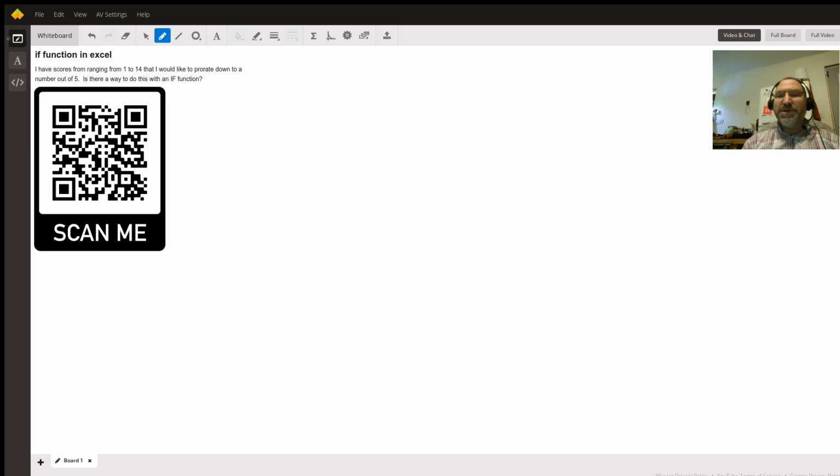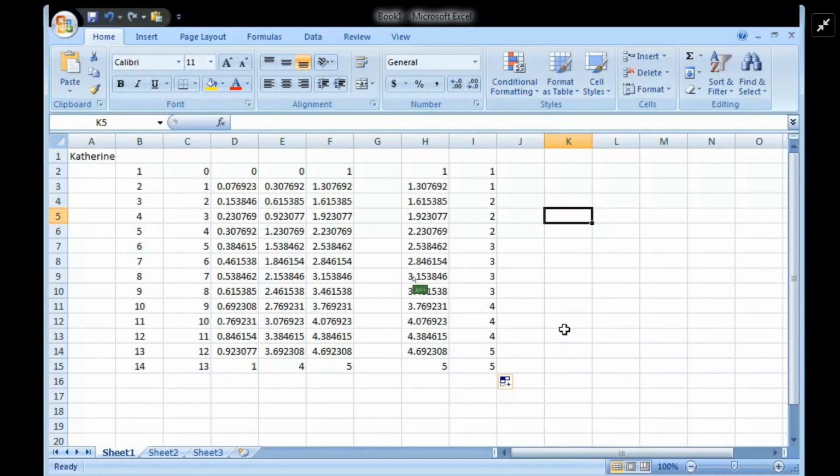So I'm going to go over and share my screen, and I want to mention that Catherine asked if this could be done with an if function, and although it may be able to be done with an if function, to be honest with you, it doesn't seem to me that's the best or most efficient way.